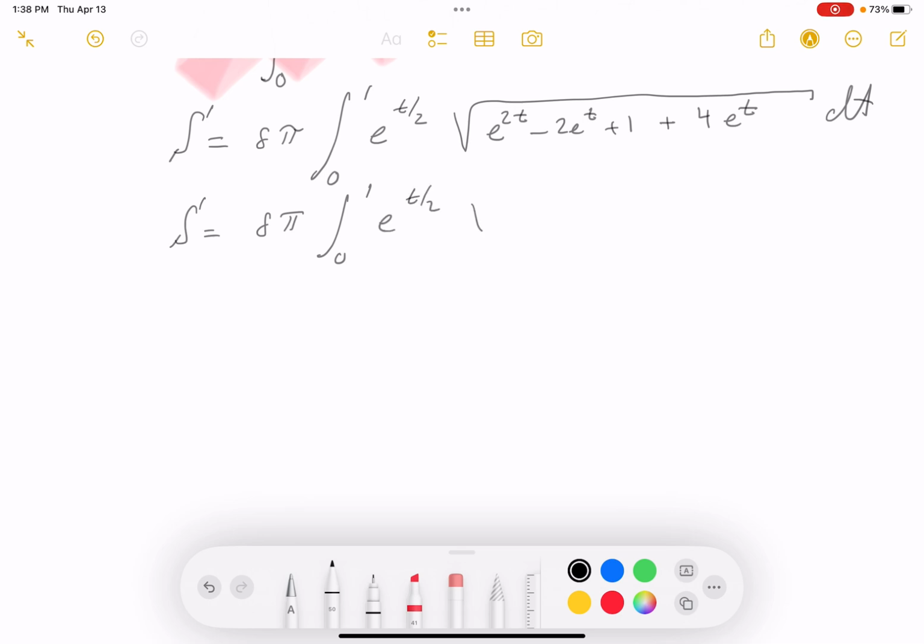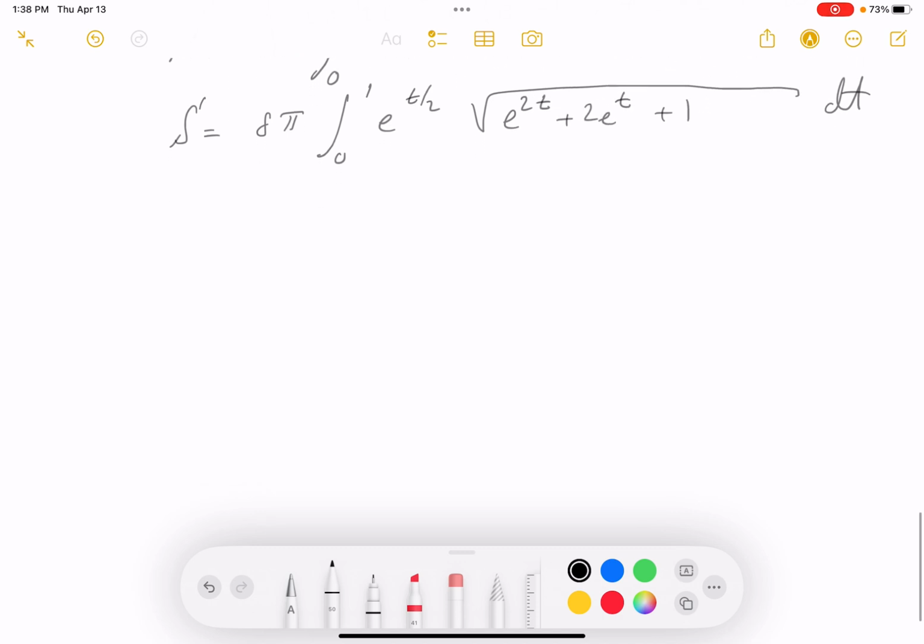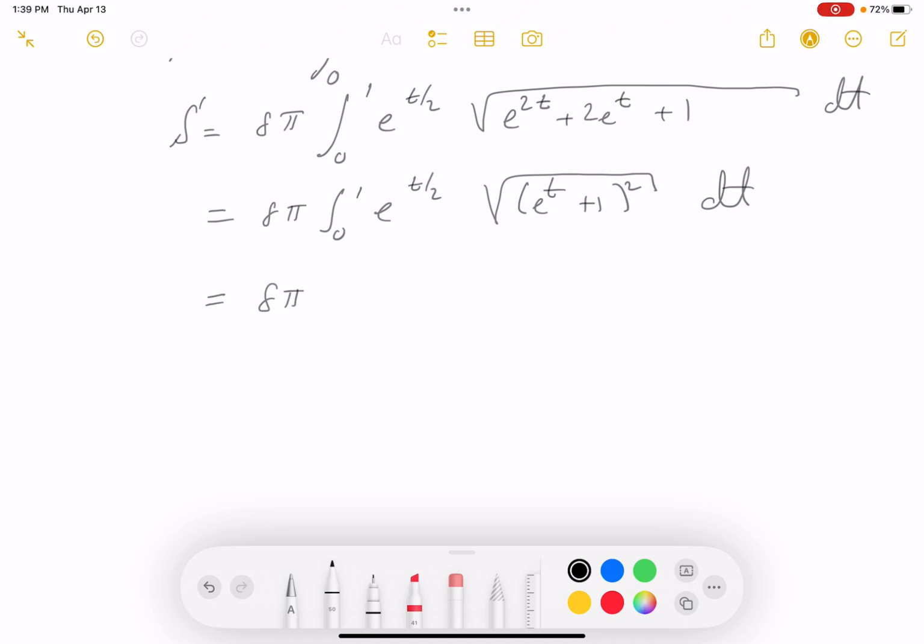And then what do you get over there? Let's be real careful about this. You get e to the 2t, and then I get plus 2e to the t plus 1. Looks like a perfect square. Let's keep going. And you can get e to the t plus 1. Let's see if that works. Yeah, like a charm. And that's squared, by the way. So I'm going to keep writing it over and over again. e to the t over 2, this is 0 to 1, that's going to be e to the t plus 1 dt.